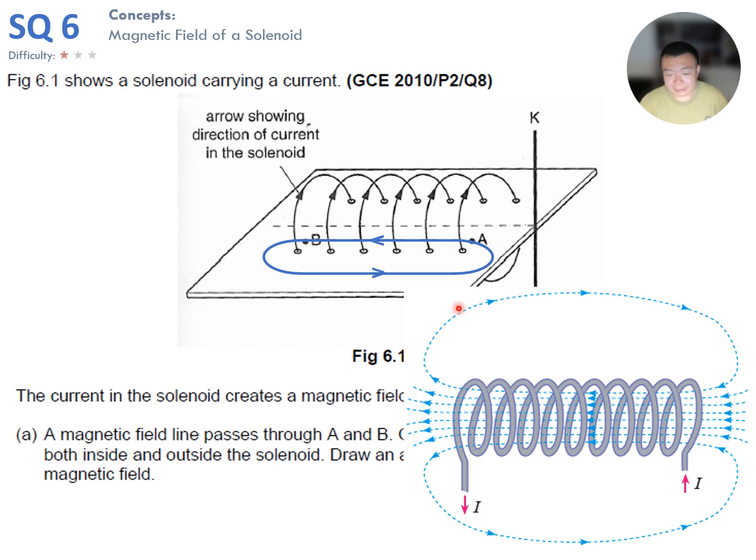And I put in a diagram of the magnetic field of a solenoid for reference, and notice that what we are drawing here is actually this outermost magnetic field line.